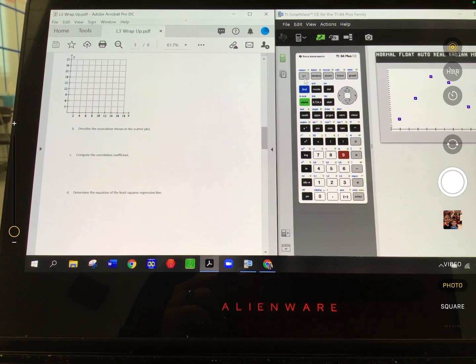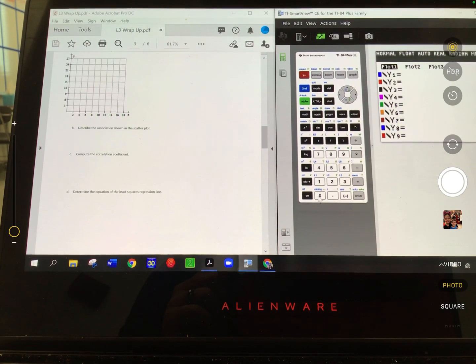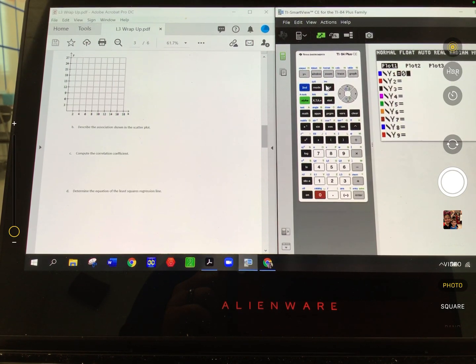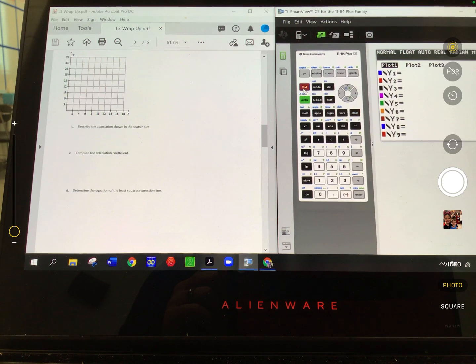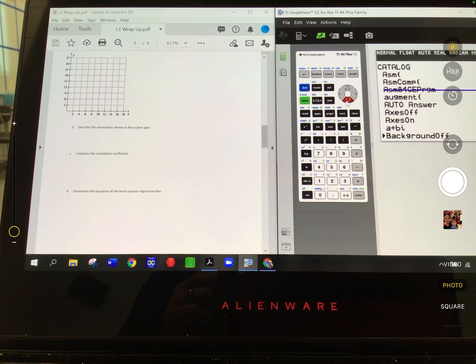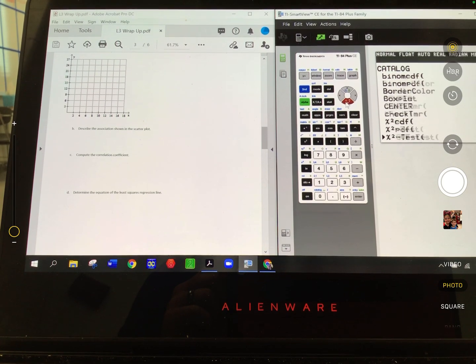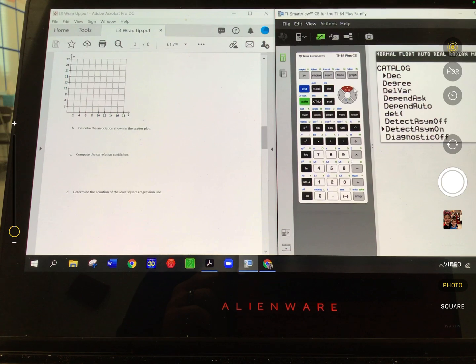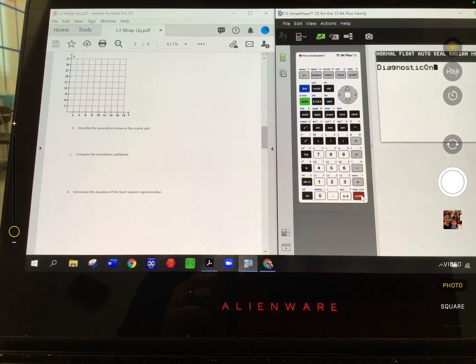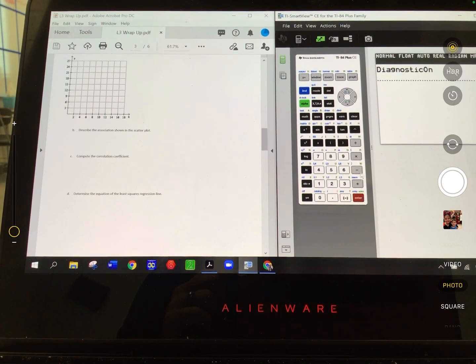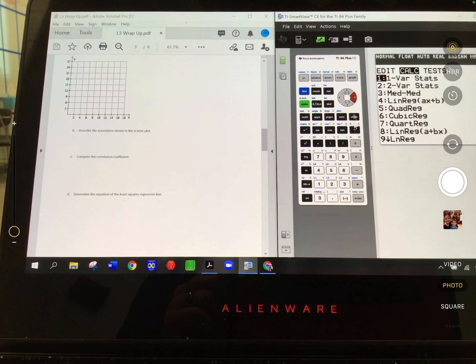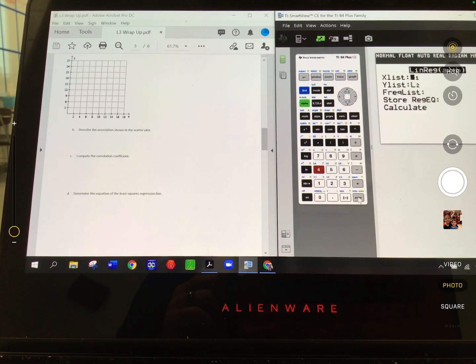So to do that, we're going to have to turn on our correlation coefficient. Second, 0 to turn the catalog on, and go down to diagnostic on. Diagnostic on, hit twice. Now it's on. Stat, calculate, option 4 is where we've been living.